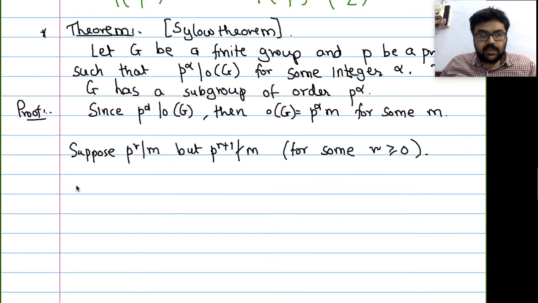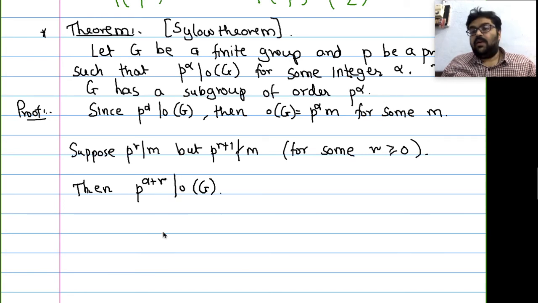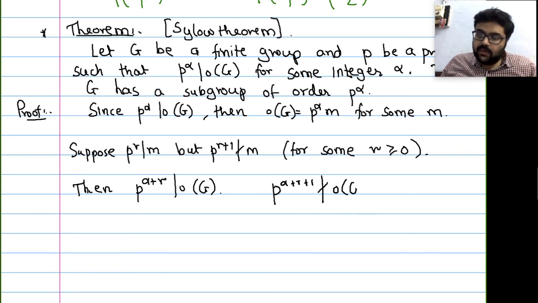So that means what we can say is that p power alpha plus r divides order of G. p power alpha is clearly what we have seen here. p power r is the maximum coming from m. So the maximum in G is p power alpha plus r. But we can say that p power alpha plus r plus 1 does not divide order of G.